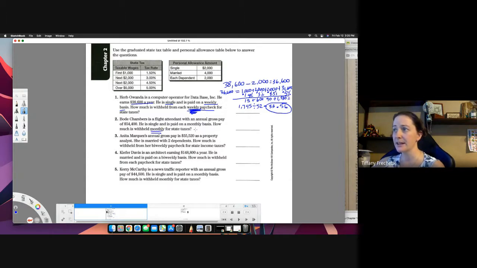So this one's monthly, you'll divide by 12, right? Bi-weekly, that means every 2 weeks. If there's 52 weeks in a year, so that's normally what we divide by for weekly, well, it would mean that we divide by 26 in this case, because 52 divided by 2 is 26.